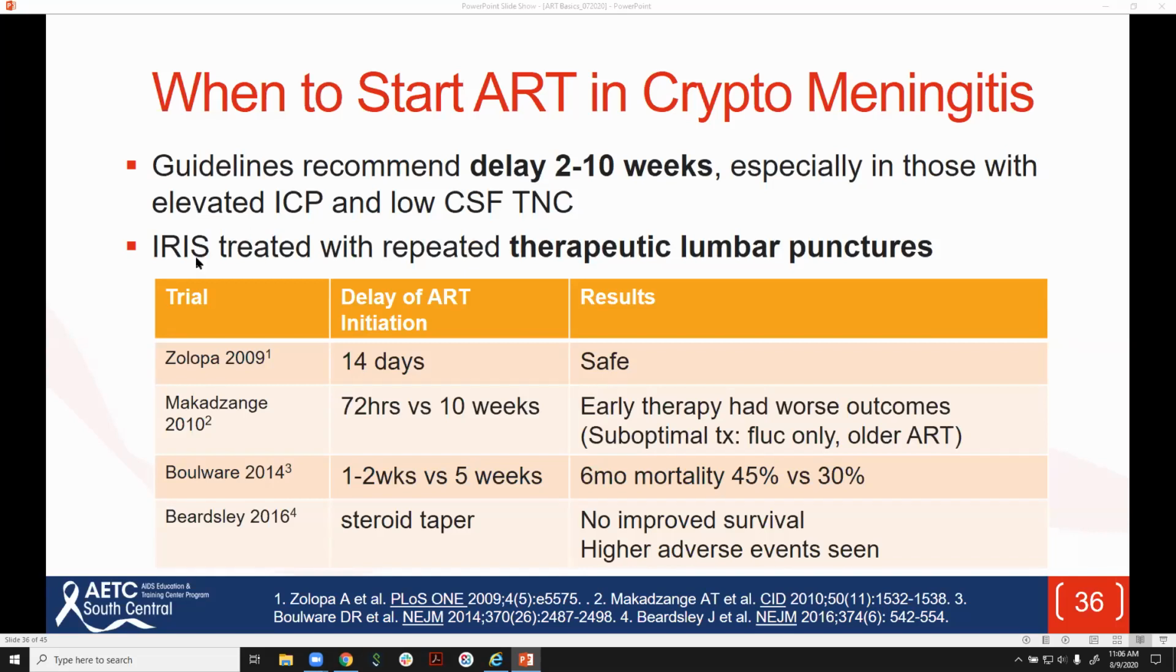And so we do treat immune reconstitution inflammatory syndrome in people with cryptococcal meningitis with repeated therapeutic lumbar punctures. Sometimes we have to use a shunt. So the delay, you can see it's not like we delay it forever. So it's somewhere between 2 to 10 weeks, and there's some various trials. This is just a sample of them. So we think we want to start antiretroviral right away. But sometimes we have to think if someone has an opportunistic infection and then if there's increased inflammation, it could cause increased mortality, then we have to pause. Again, but few exceptions to that rule.